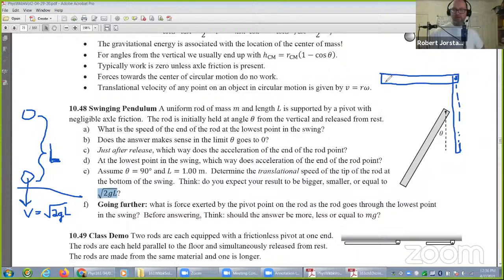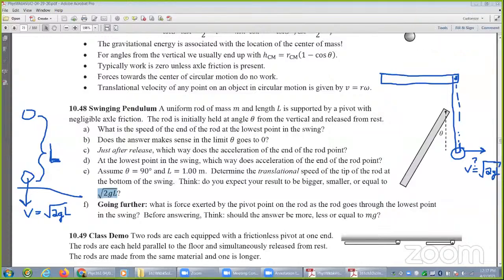Right? Do you think the speed of the end of this should be equal to, less than, or greater than square root of 2gL? Which do you think is faster, a ball falling straight down or the end of the pendulum swinging down? Got the question now? What do you think? The bottom of the pendulum?